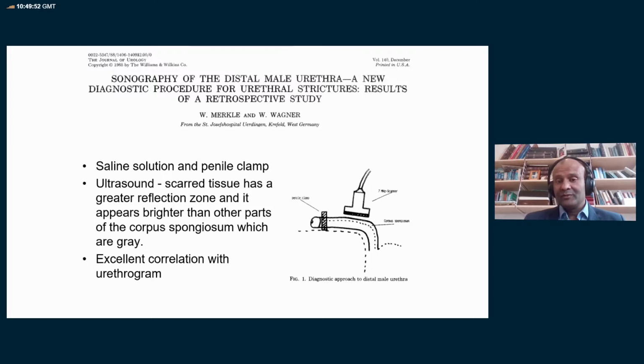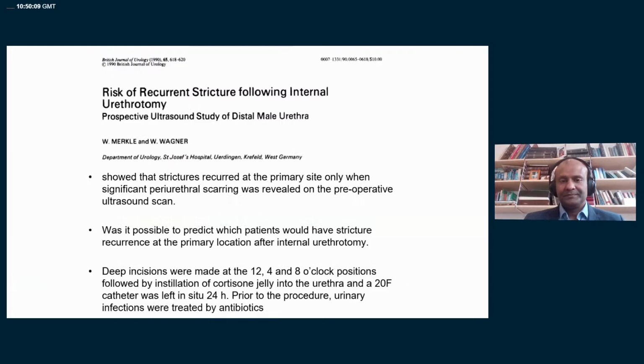Also in the same year, from Germany, a technique was described by placing saline retrograde injection and then a penile clamp, with ultrasound placed ventrally in this case, to look at the urethra. And they described excellent correlation with the urethrogram. The same authors then took it a step further and said, actually, if you can see this degree of spongiofibrosis on ultrasound, which you cannot see on urethrography, can you use that to plan your operation, predict your next step?